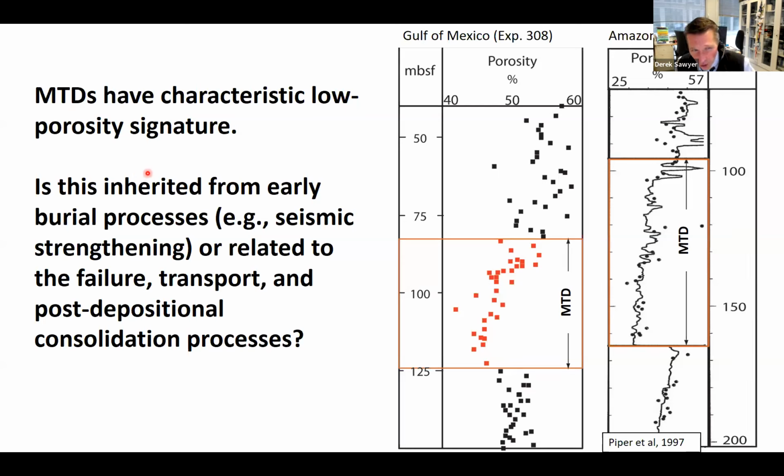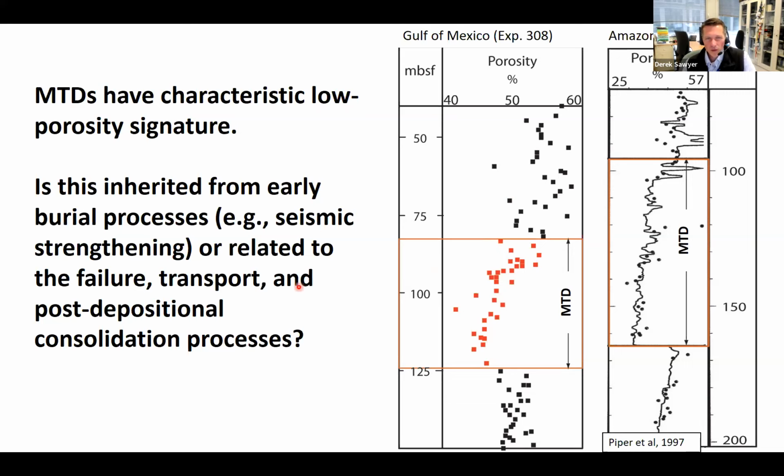So is this inherited? Is this from the early burial phase, perhaps from seismic strengthening, or is this porosity related to nothing to do with that and has everything to do with the function of the failure processes, the transport, and then the consolidation effects after it's been sitting on the seafloor and then buried?